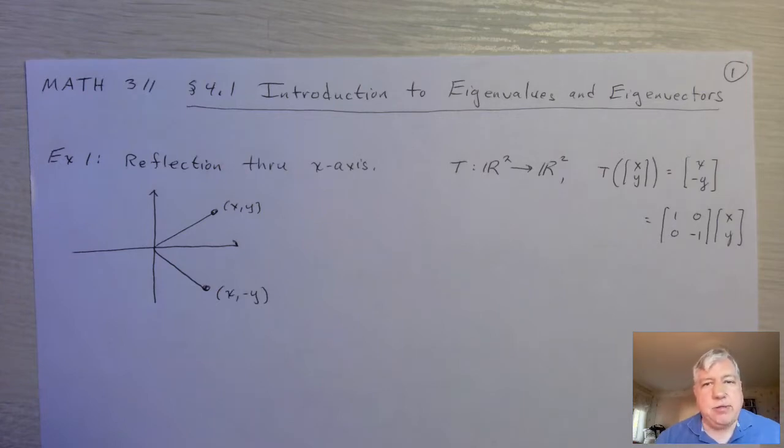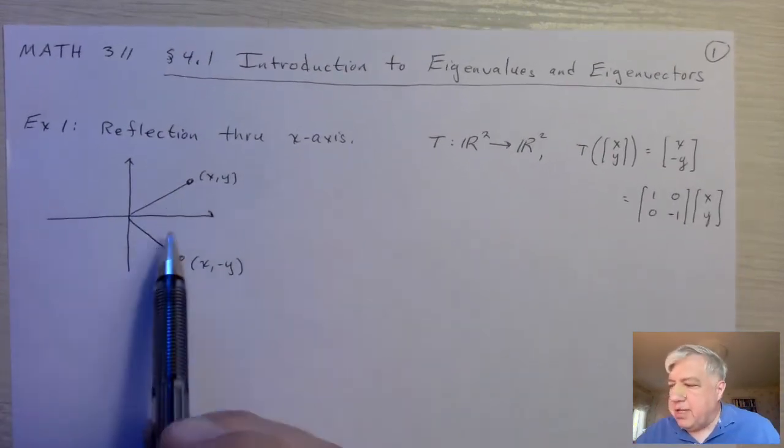So we are starting a new chapter and a new section, and it's really all going to be about eigenvalues and eigenvectors. So we want to look at linear transformations and their matrices a little bit more and get a little more information about them. And I want to start by looking at two examples.